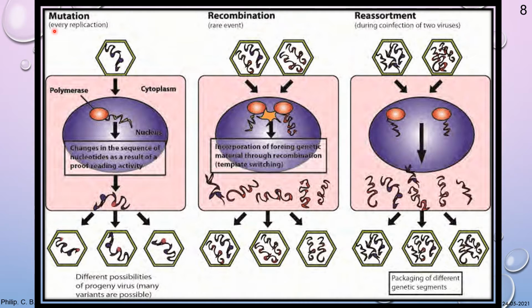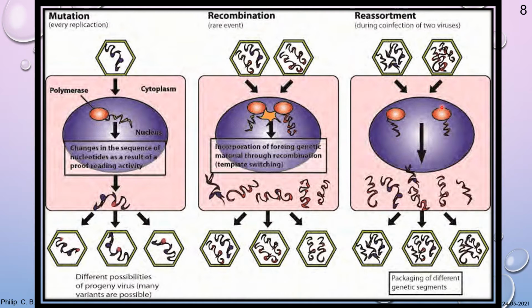Now by mutation you can see the mutant or the variant as they enter the host organism, polymerase changes the sequence of the nucleotide as a result of proofreading activity, and then it starts to multiply using the host nucleus. So different progeny viruses, different variants are possible. Now we have learned about double mutation, how it happens, incorporation of foreign genetic material through recombination, template switching. So how double mutant is formed.